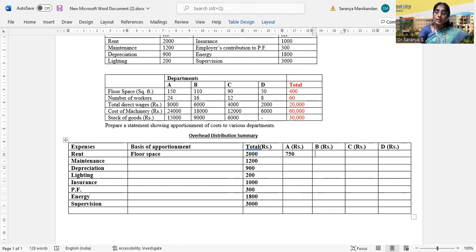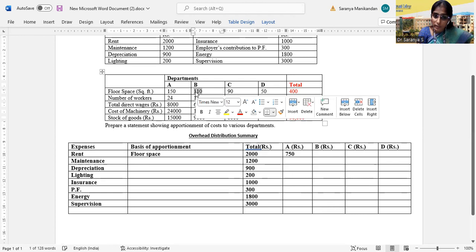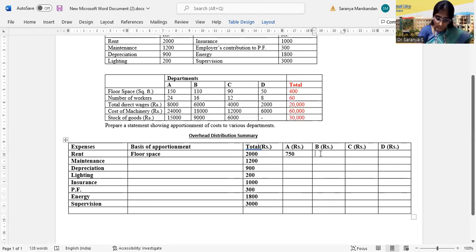Then the next calculation, 2000 into B department, we have 110 by 400, we will get 550. Then 2000 into 90 by 400, we will get 450. Then for D department, floor space is 50, so 2000 into 50 by 400, we will get 250.